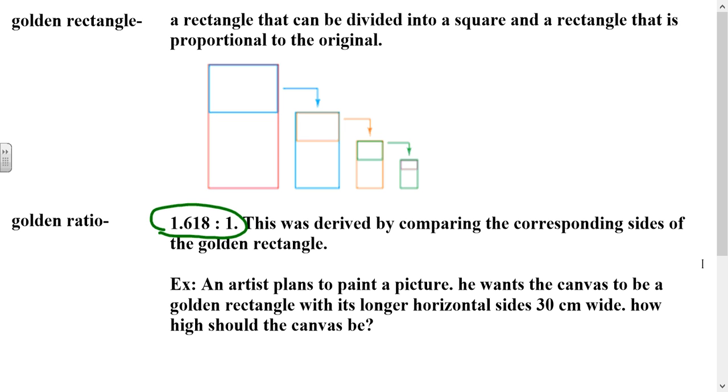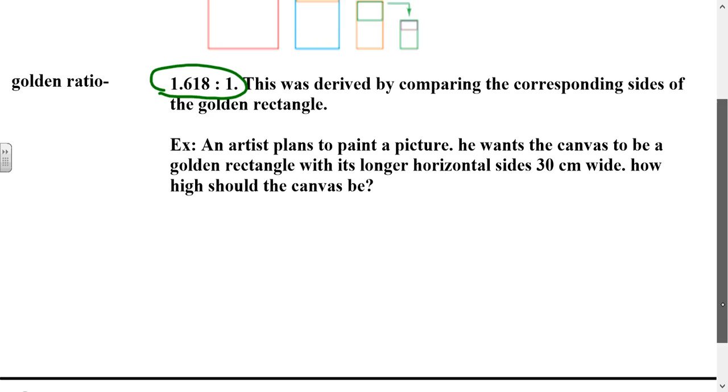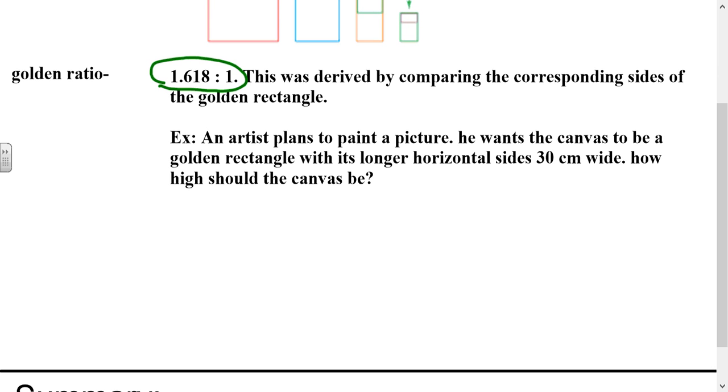So how can I use that? Okay, well, an artist plans to paint a picture. He wants the canvas to be a golden rectangle with its longer horizontal sides 30 centimeters wide. How high should the canvas be? Okay, well, we can use our golden ratio as part of our proportion. And then we've also got this number here.